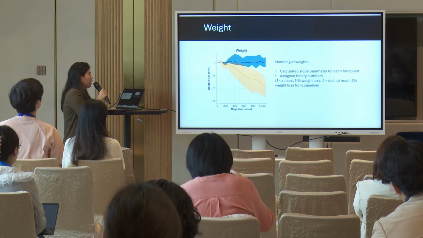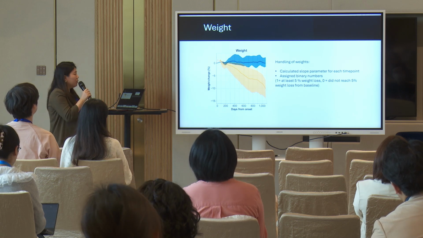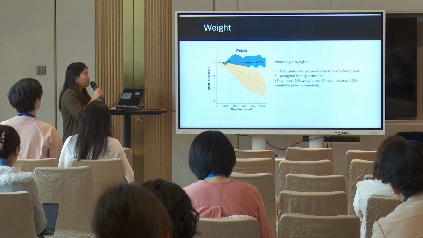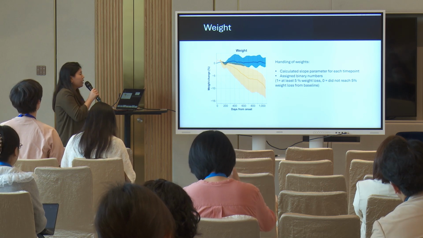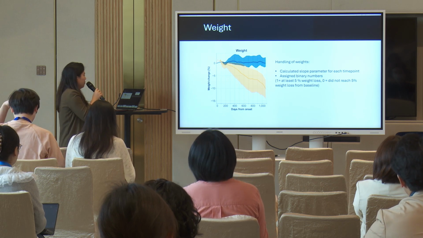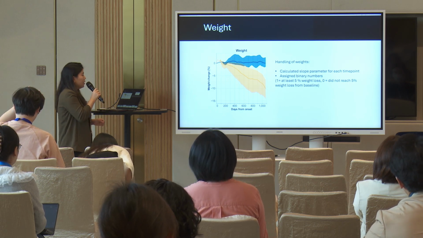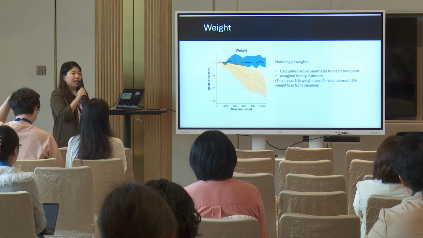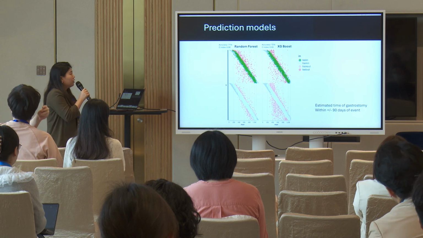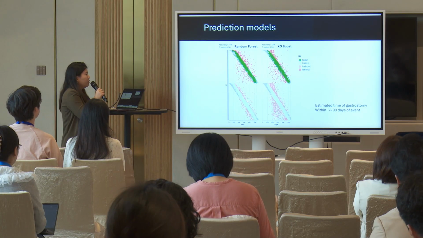And for the weights, we observed that there were patients with rather stable weights versus patients with declining weights. And we calculated the slope parameter for each time point and assigned binary numbers, 1 for patients with at least 5% weight loss from baseline, and 0 for those that did not reach 5% weight loss from baseline at that specific time point. And we then move on to prospective predictions of individual patients.